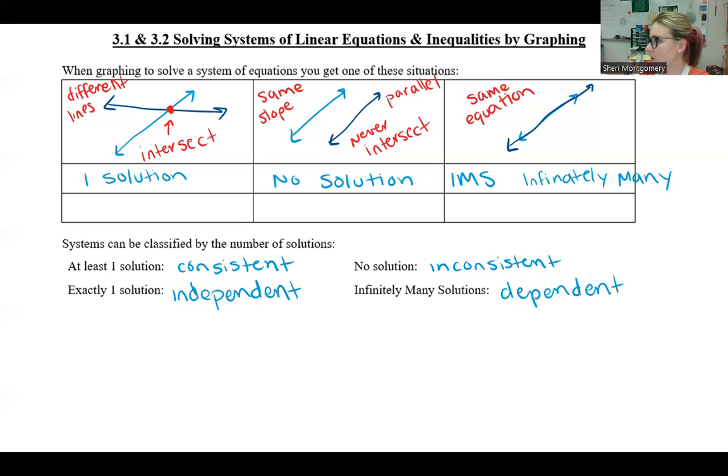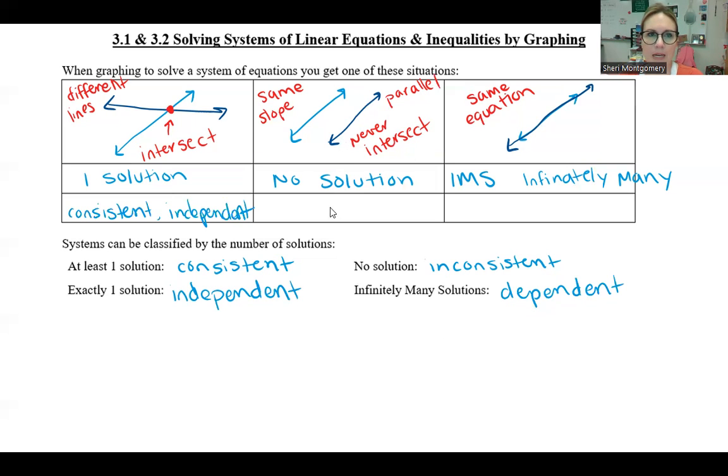So we're also going to describe these situations with those new words. So if you have at least one solution, so this very first column, you have one solution. What is a word that we could use to describe it here? Consistent. Is there another one? Yep, both of those words were consistent, independent. Good job.